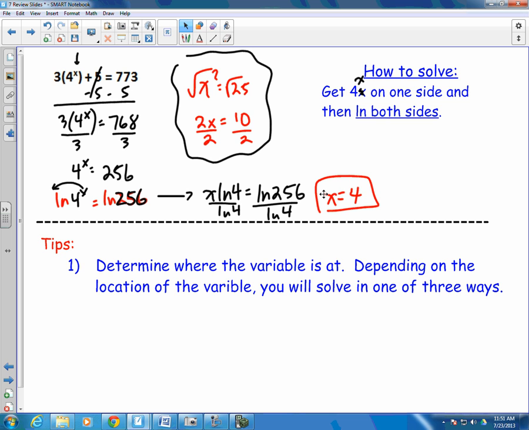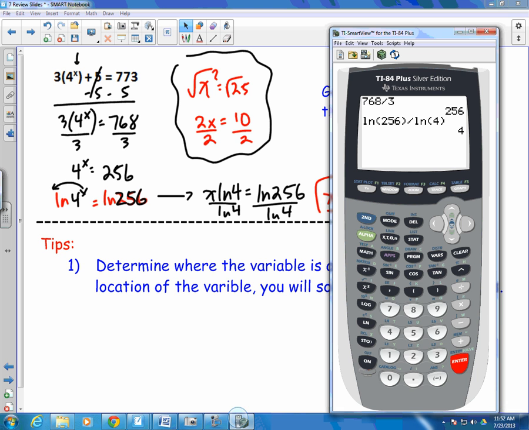And you could check it, plug it back in, right? 3 times 4 to the 4 plus 5. Does that equal 773? Does 3 times 4 to the 4th power plus 5 make 773? And it does, so you know you did it right. So it's really easy to check. It's an equation, just like any other equation. Check it by plugging it back in.